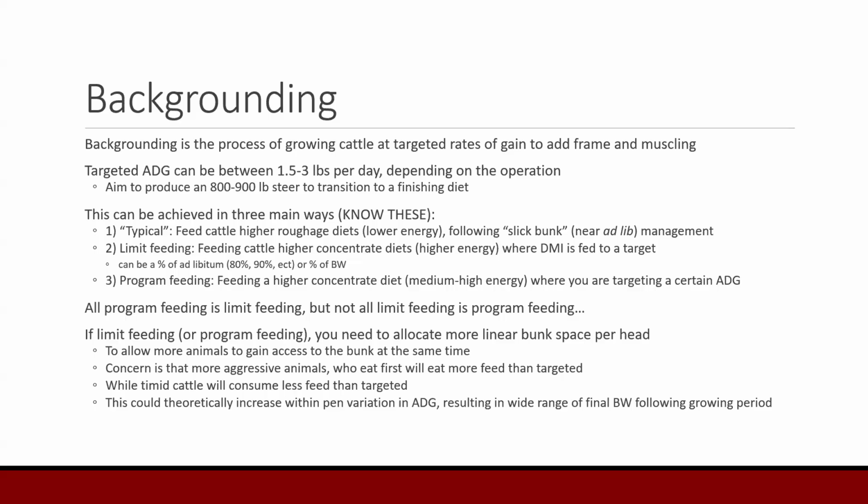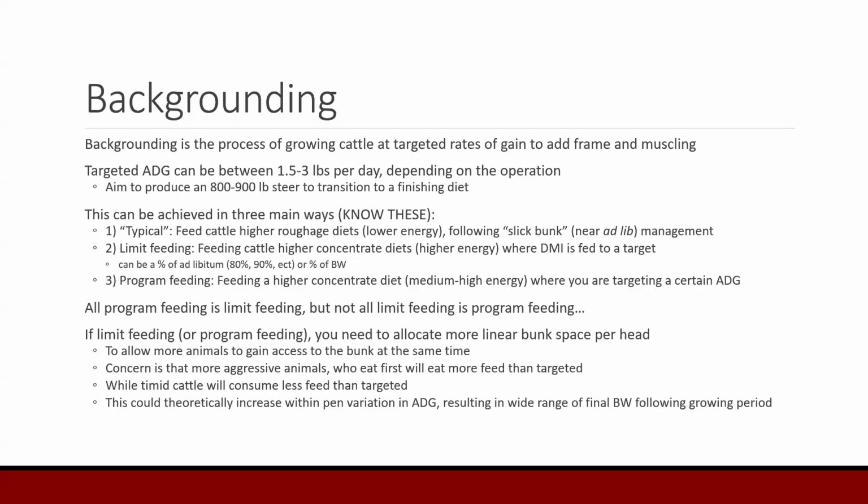One, I'm going to say is typical. That's where we're going to feed cattle higher roughage diets that are lower in energy. We're going to follow a slick bunk protocol. So slick bunk is close to ad libitum. That's targeting where the bunk is slick, there's no feed left at the next feeding. So it's a management protocol. We don't really want to restrict intake of these animals. We just formulate a ration that has lower energy content so that at their maximum voluntary feed intake, they are gaining 2 pounds a day. Okay, so I'm going to call that typical.